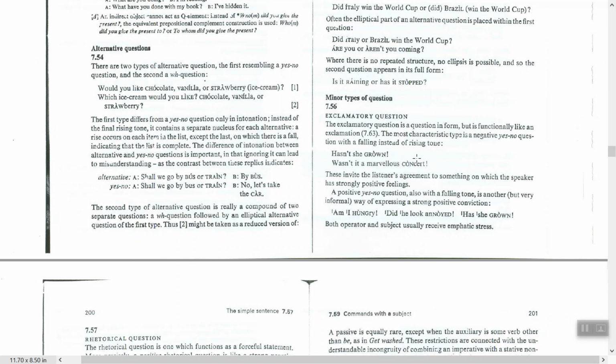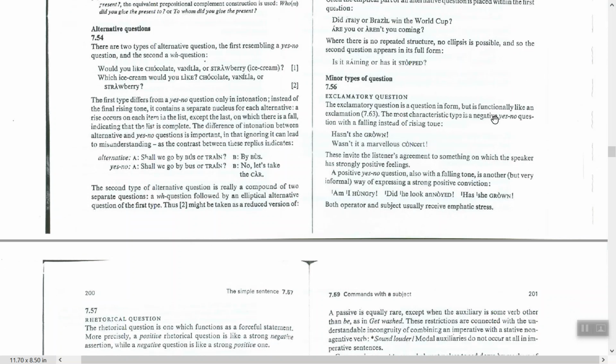For example: "Hasn't she grown?" You see, this is the characteristic type. From its meaning, what do you expect when you say "Hasn't she grown?" "Wasn't it a marvelous concert?" What do these two sentences mean? They invite the listener's agreement to something on which the speaker has strongly positive feelings. You see? Here you have positive feeling: "Hasn't she grown?" "Wasn't it a marvelous concert?" So the speaker invites us to agree with him.